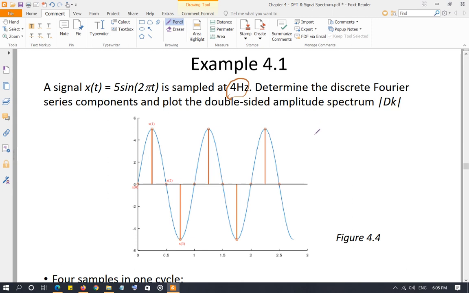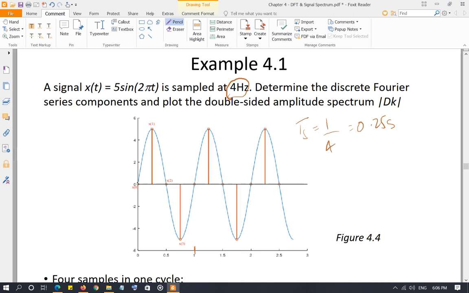Hence you should be able to recover the original signal from the samples if you use a practical low pass filter. So here are the samples. This is my signal. It has a frequency of 1 hertz, which means the time period of the signal is also 1, and it is sampled at 4 hertz. That means the sampling time is going to be 1/4, a quarter of a second. Hence there will be 4 samples in one cycle.